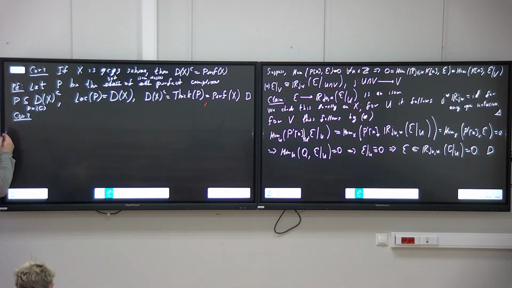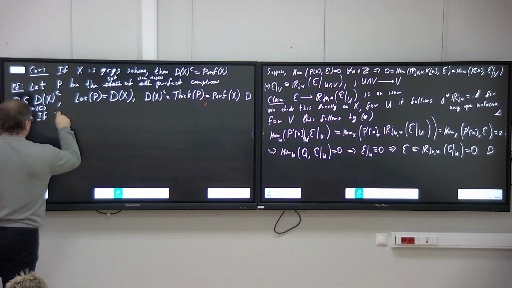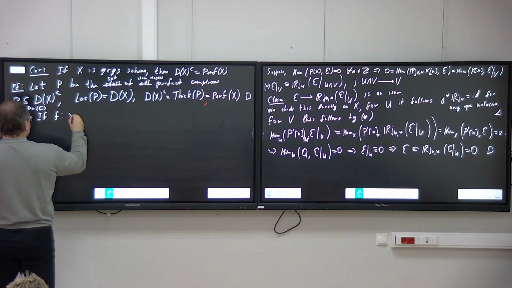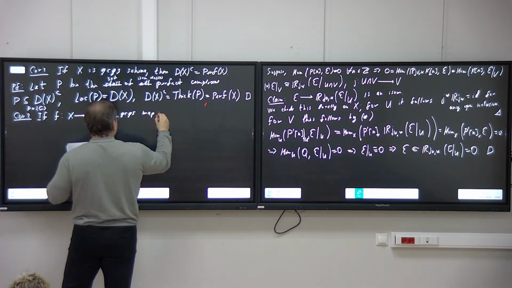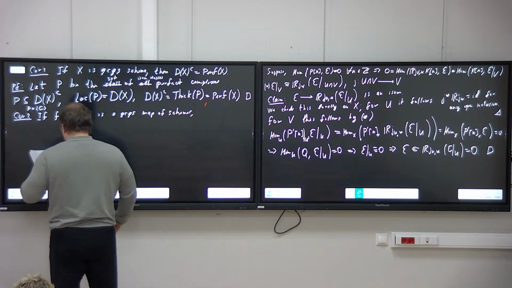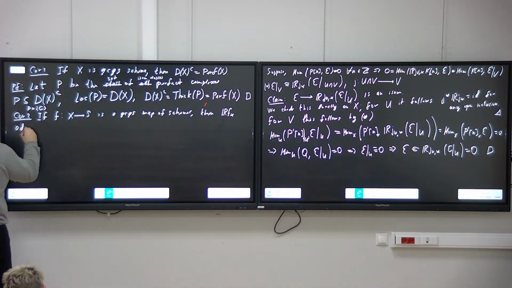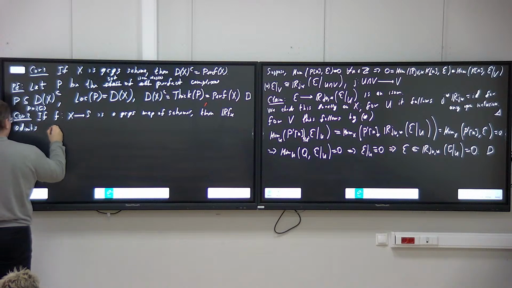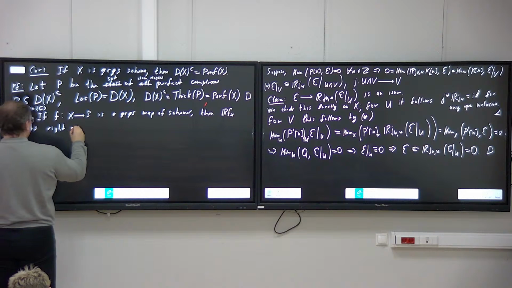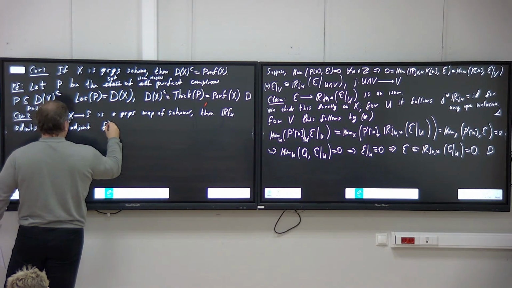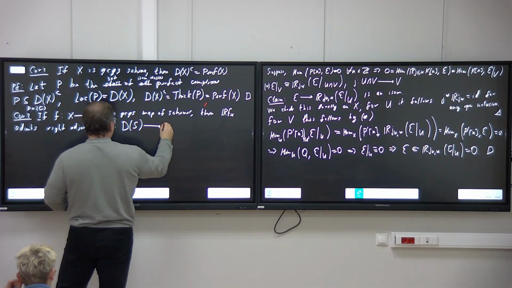So this is one simple observation, and another simple observation that I don't think requires a proof is that if f from X to S is a quasi-compact, quasi-separated map of schemes, then the derived push forward admits a right adjoint, f with the cross.